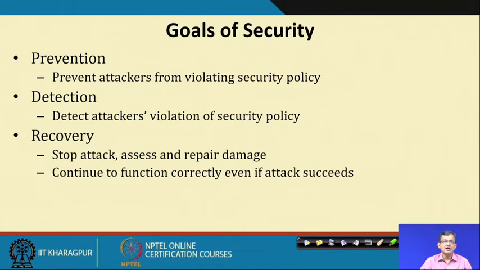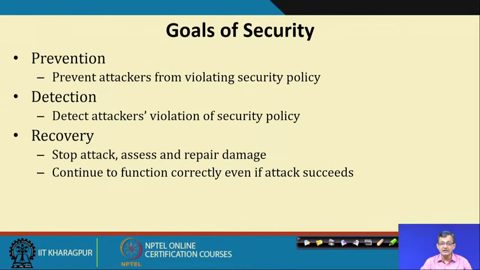Now, what is the goal of security, what do we do? First of all, we want to prevent attackers from violating security policies. If I have security policies, prevent. Even if we look at the normal security of a particular building or campus, forget about the network, those things are there. So it is prevention: to prevent the violation of security policy.